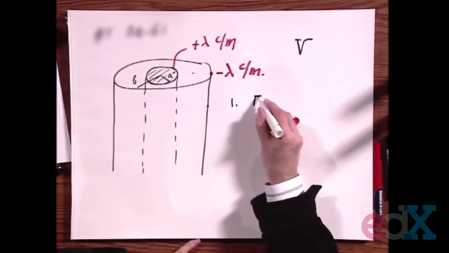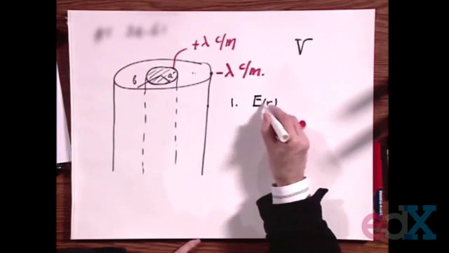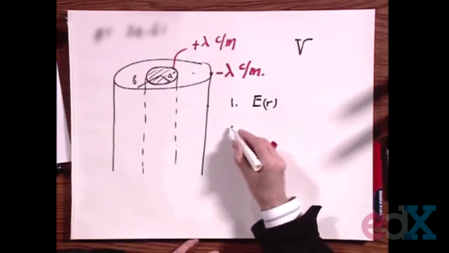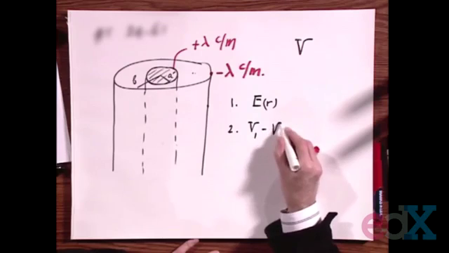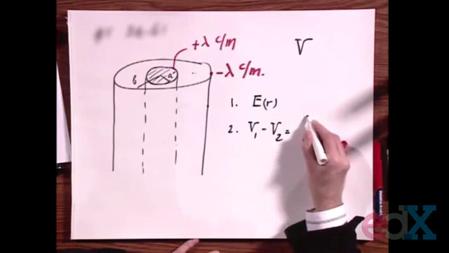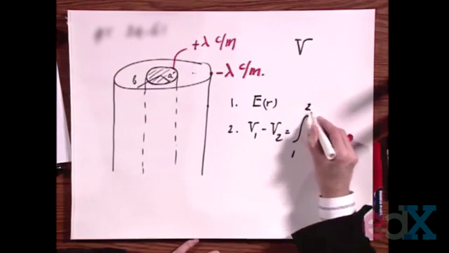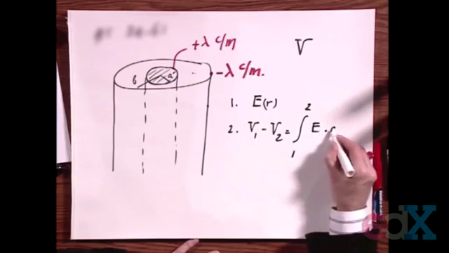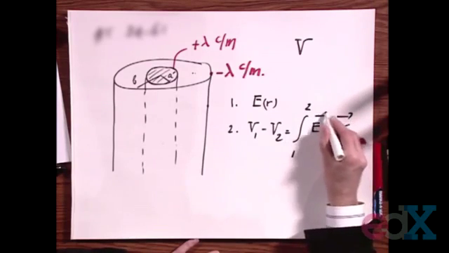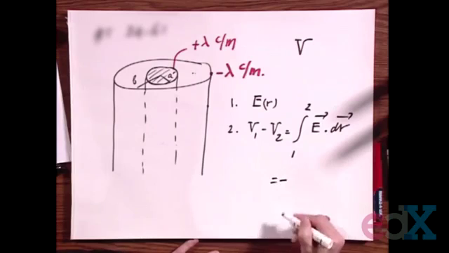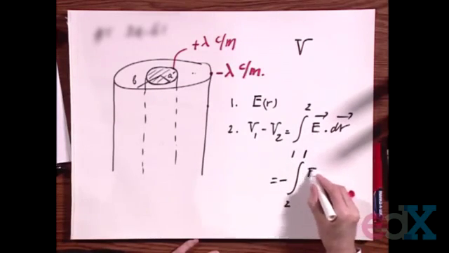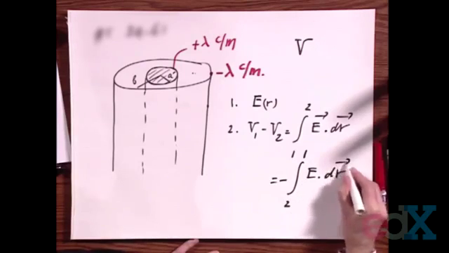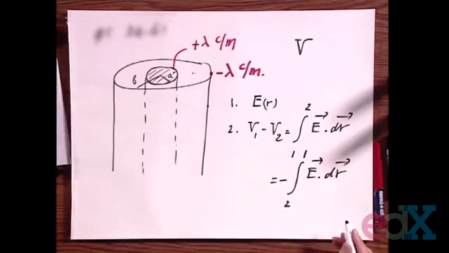First, you calculate what the electric field is at any location r. And then the second thing you do is, you say V at position 1 minus V at position 2 is the integral going from 1 to 2 of E dot dr. And if you prefer the definition going from 2 to 1 with a minus sign of E dot dr, that will give you, of course, the same answer, whatever you prefer.